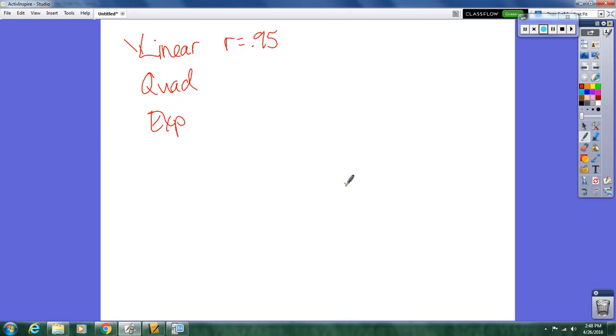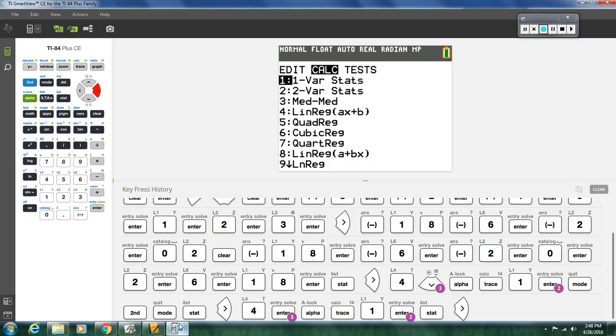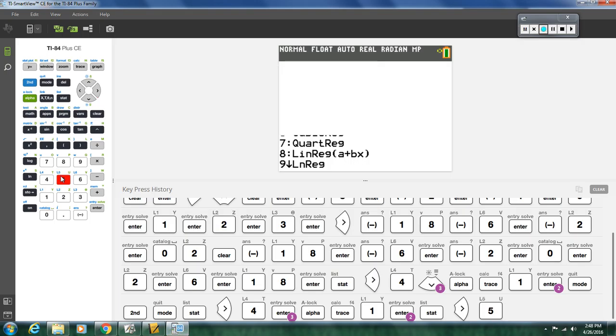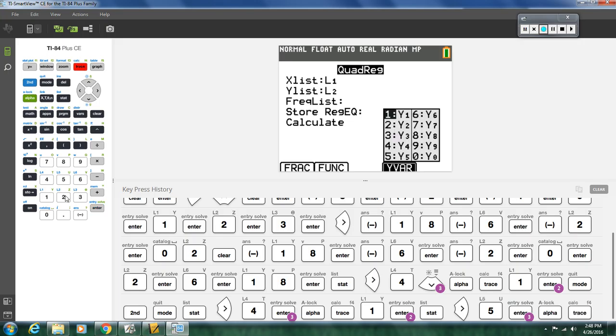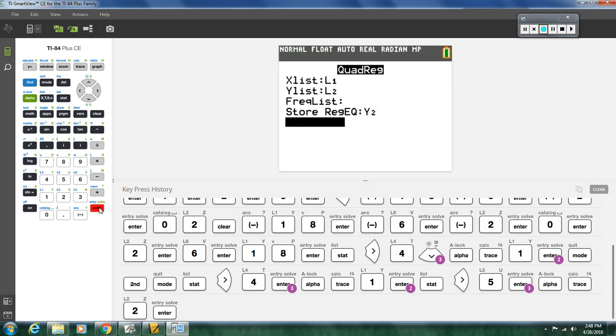All right, so the quadratic. Stat, calc, this time we're using number 5, quadratic regression. We're going to store it, but we've already got our linear one stored in Y1, so we're going to put this one in Y2. So alpha trace, this time number 2, and then calculate. Let's just look at it. And so that one's got a 0.9.